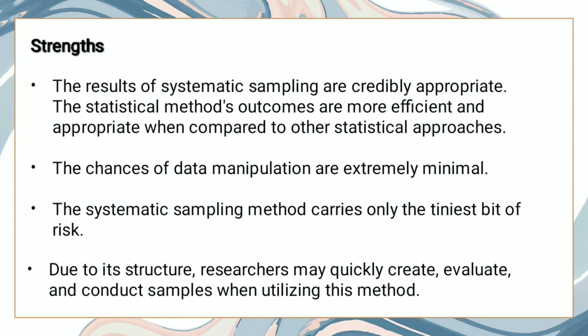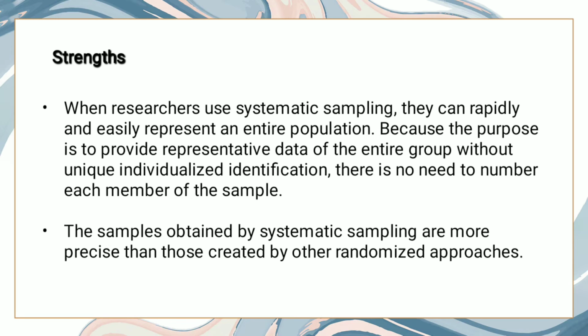The results of systematic sampling are credibly appropriate. The statistical method's outcomes are more efficient and appropriate when compared to other statistical approaches. The chances of data manipulation are extremely minimal, and the systematic sampling method carries only the tiniest bit of risk. And due to its structure, researchers may quickly create, evaluate, and conduct samples when utilizing this method. When researchers use systematic sampling, they can rapidly and easily represent an entire population.